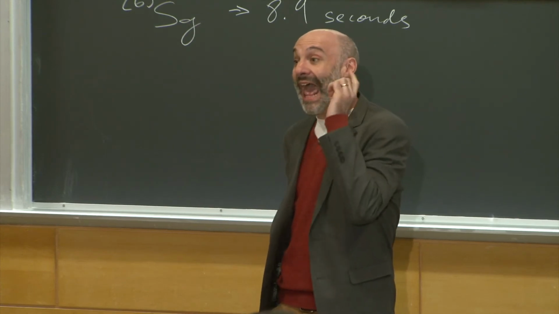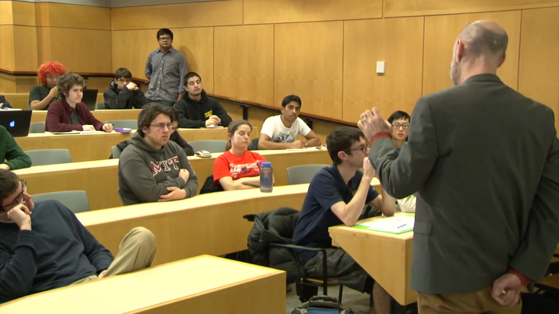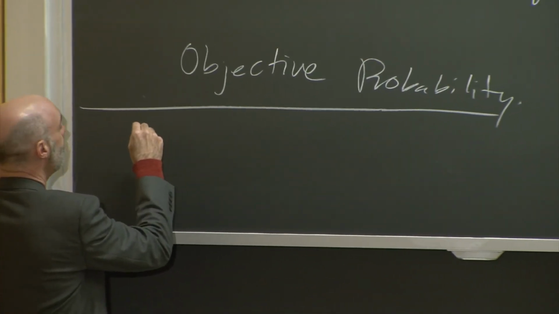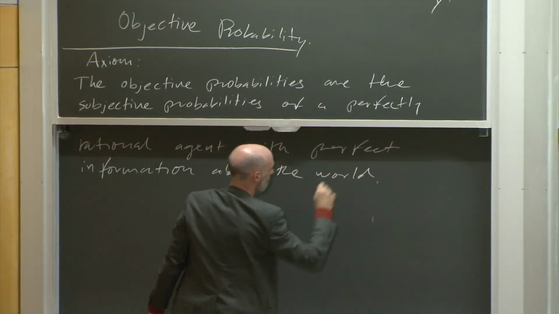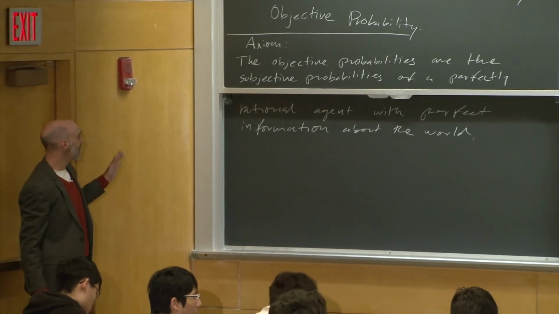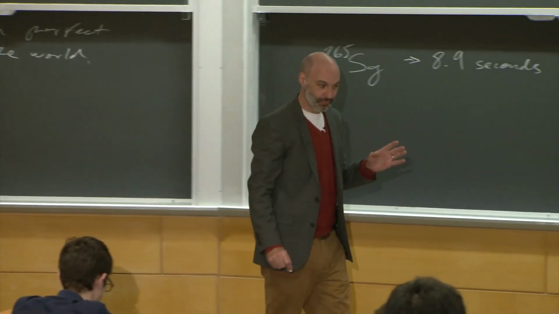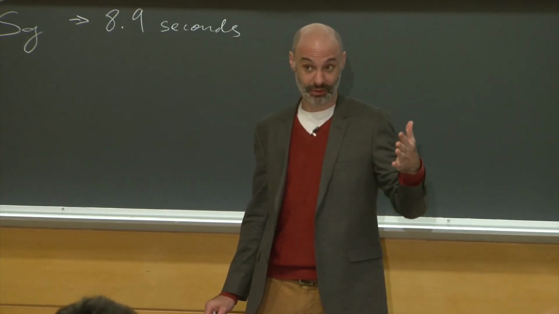So if you had perfect knowledge, and let me add, if your belief-forming mechanisms were perfectly rational. Because if we have someone who has full information but is a fool, then they're not gonna reach the right conclusion. So I'm gonna write a version of that down. So one might think that the following axiom holds. Okay, so there's our axiom. The objective probabilities are the subjective probabilities of a perfectly rational agent with perfect information about the world. Okay, I mean, that's not quite an answer to the question of what objective probabilities are. It's more like a recipe for being able to recognize them. But it's something to work with.